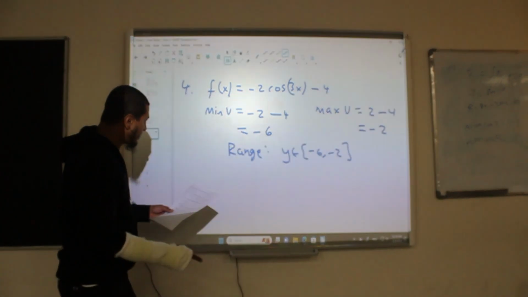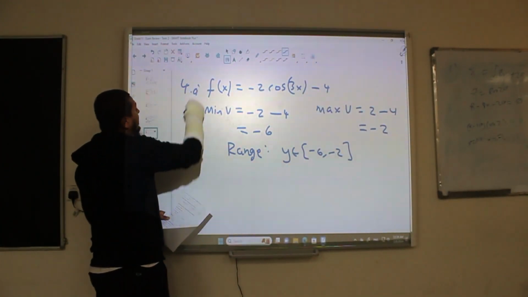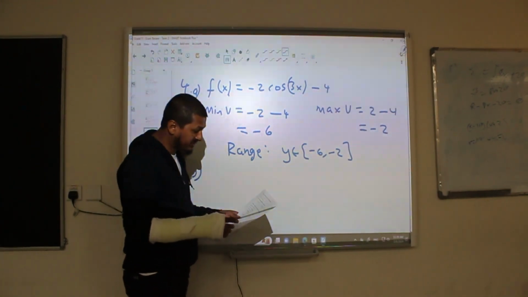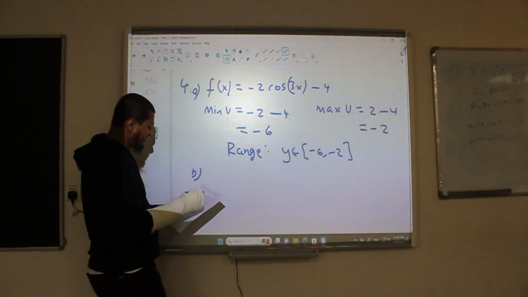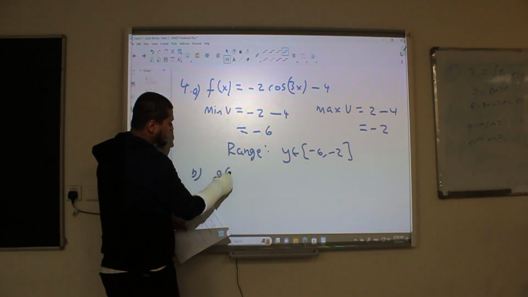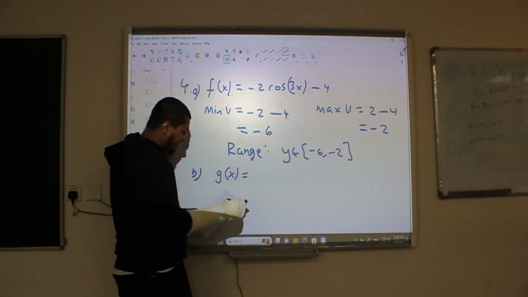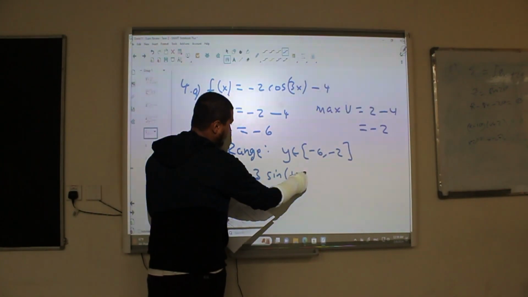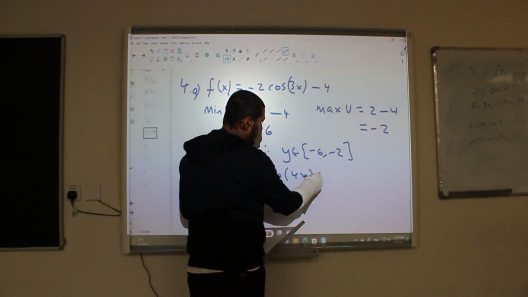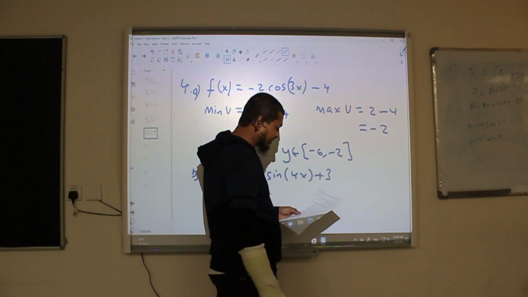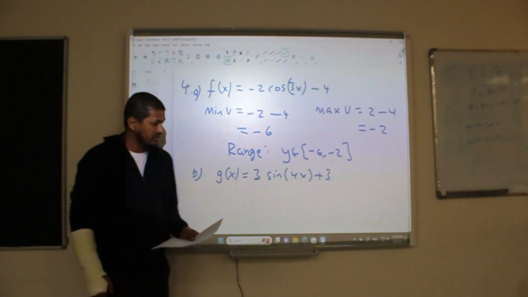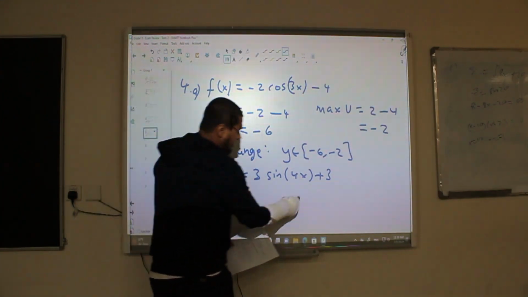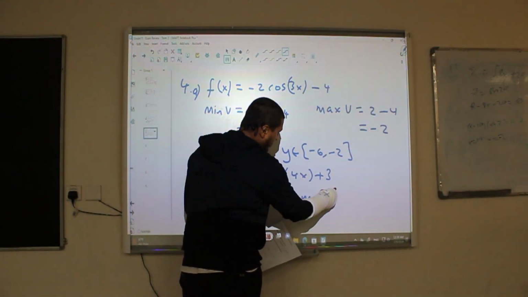Similarly, this was 4a. Similarly, we want to find the minimum and maximum value of the function, which is 3 sine 4x plus 3. So g of x, we have the function 3 sine 4x plus 3. So what's the minimum value here and what's the maximum value here?